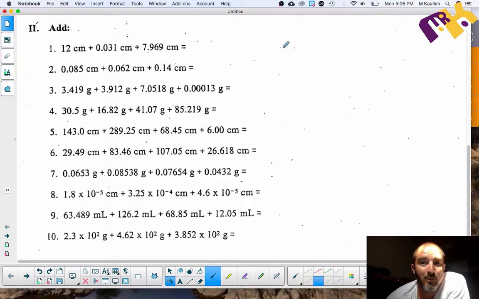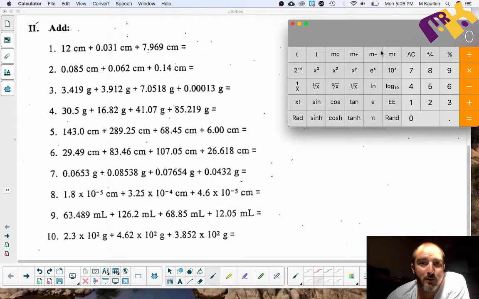All right, so let's add these numbers up. I'm going to switch over to my calculator here. We're going to take 12 plus 0.031 plus 7.969. All right, and it comes out to a nice even 20.